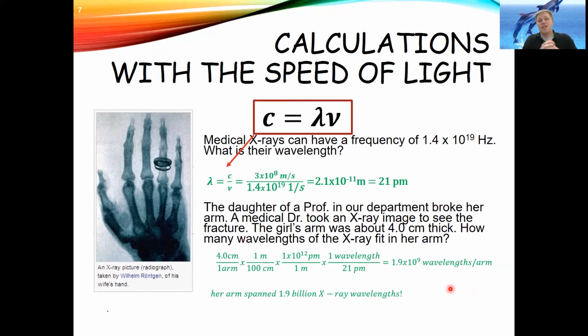So these are pretty tiny. Compare that to radio waves, which can be as long as your house or your apartment, right? Very different lengths. Oh, sorry, I think I said microwaves there. I meant radio waves, which can be as long as your house or apartment.